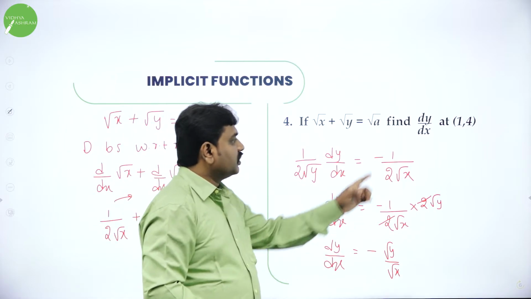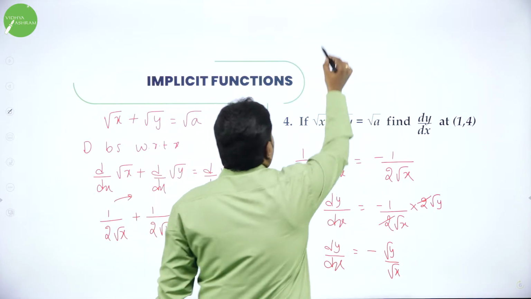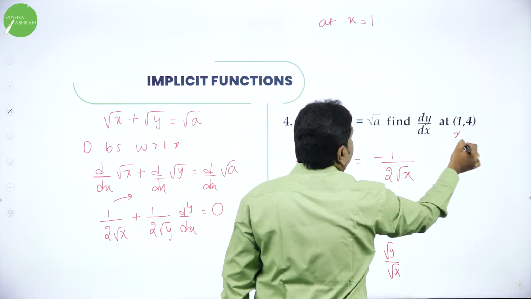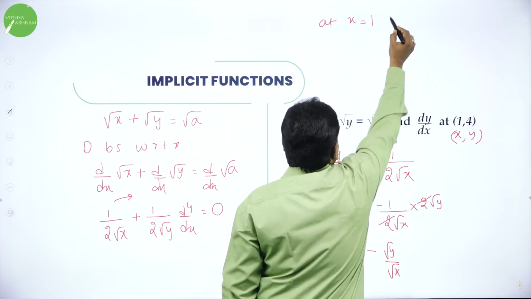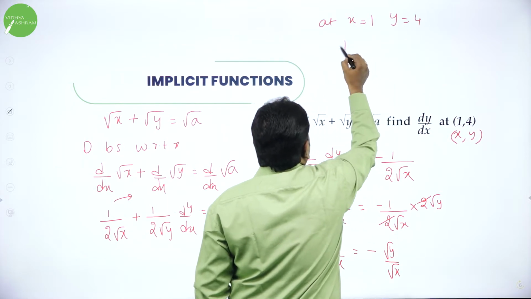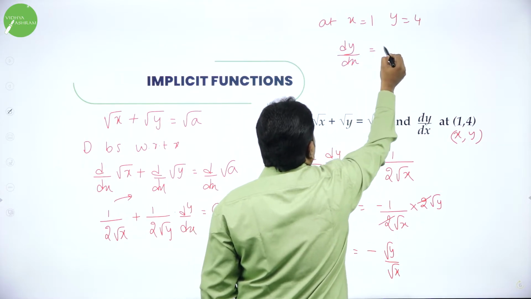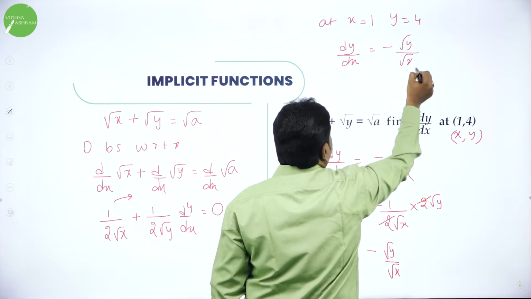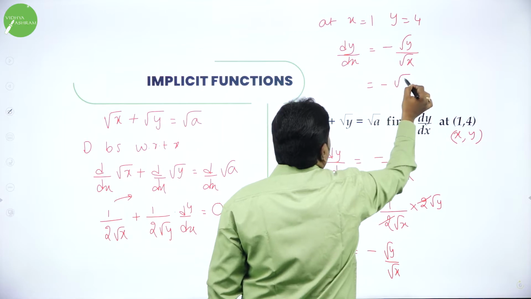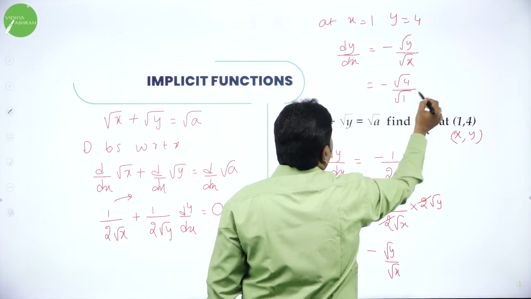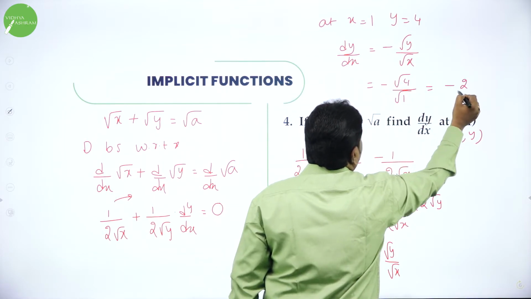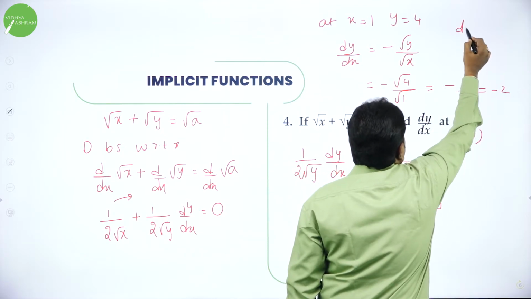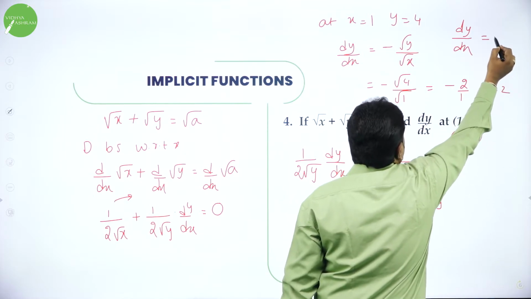They want this at 1 and 4. So now at x is equal to 1. A point means what? X comma y. So x value is 1 and y value is 4. What is dy by dx? So dy by dx, you know, is minus root y by root x, or minus root of y by x. In the place of y, root 4, divided by, in the place of x, 1. So root 4 is 2 and 1, so it is minus 2. So you got the value of dy by dx. What is the final answer for dy by dx? You got minus 2. This is the answer.